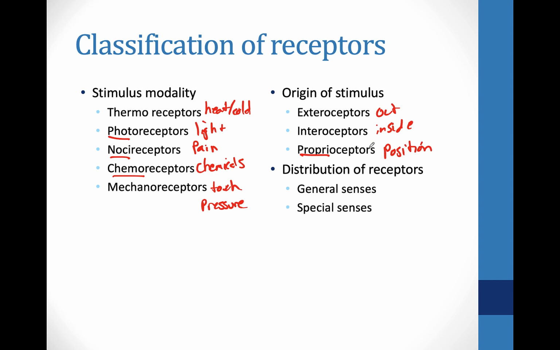A proprioceptor senses your body position. So when you close your eyes and move your arms and legs, you can tell where they are even though you can't see them. And part of the reason for that is because you have proprioceptors that tell your body where your body is.